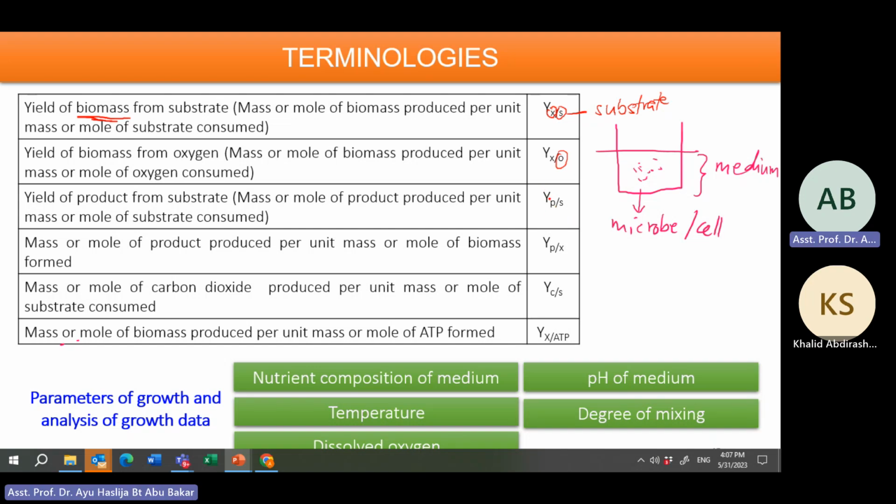YPS is the product based on the substrate. Product here, for example, perhaps ethanol. So based on the substrate used, how much ethanol is produced? YPX is the product based on the biomass.